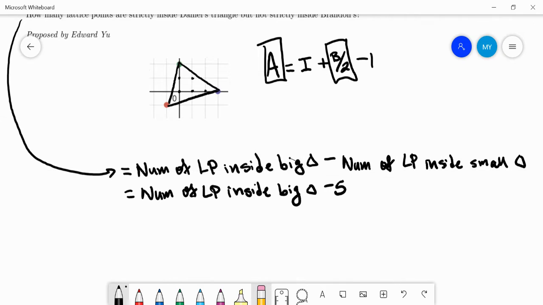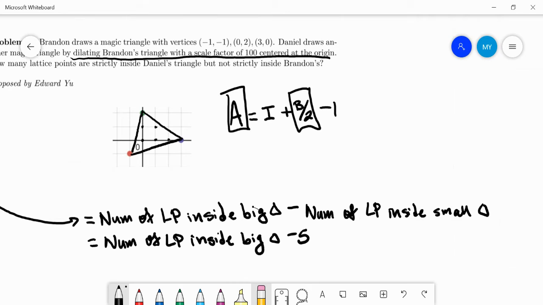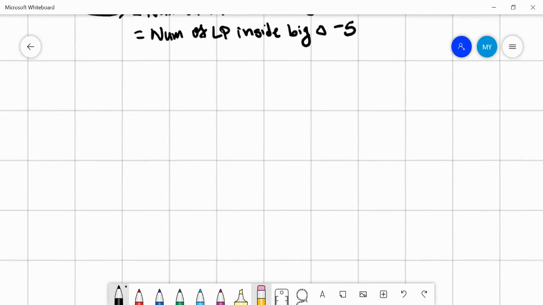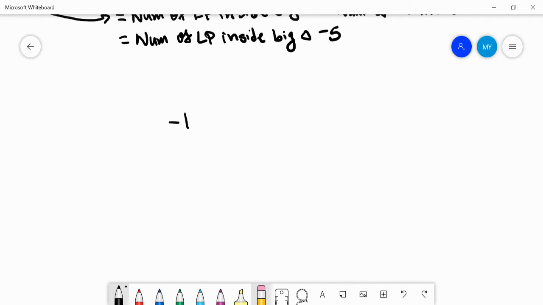Okay, so what's the area of the small triangle? To find the area of the small triangle, we're going to use what's called the shoelace formula, which is a formula for calculating the area of a polygon given its vertices in the Cartesian coordinate system. So here's how it goes. The triangle is formed by these 3 points: (-1, -1), (0, 2), and (3, 0).